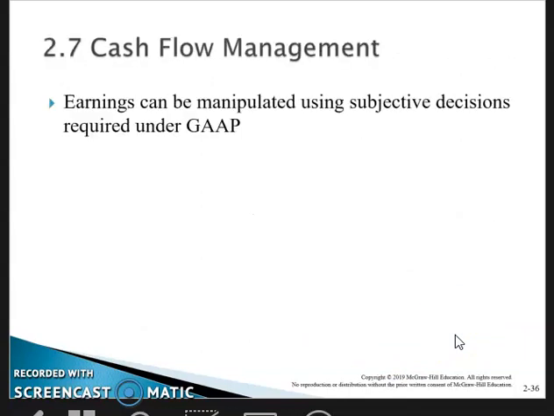Next is earnings management. Earnings can be manipulated. We can think of some pretty good examples of that. The probably biggest examples were Enron, WorldCom. If you're not familiar with those, you might want to look those up. Other companies manage their earnings on a regular basis by doing accounting manipulations and so forth.